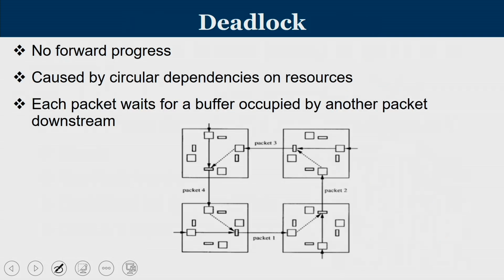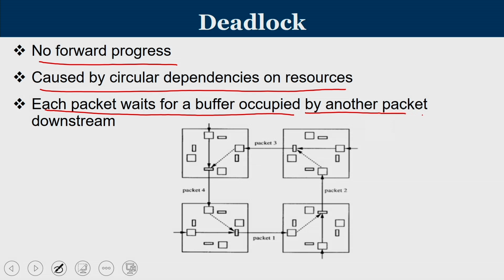Now, let us try to understand how deadlock happens. Deadlock is a scenario where there is no forward progress. It is caused by circular dependencies on the resources, and it happens when each packet waits for a buffer occupied by another packet downstream. Consider the case that you have a packet that is coming from here, sitting in one of the buffers. Now, the aim of the packet is to go to the north.